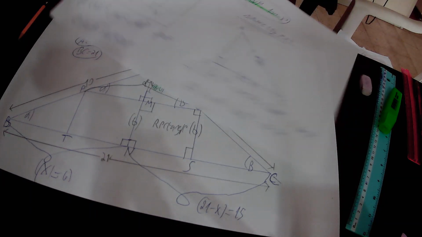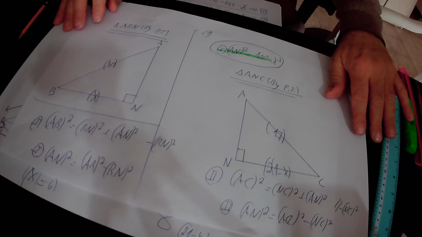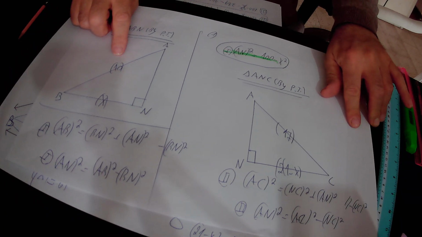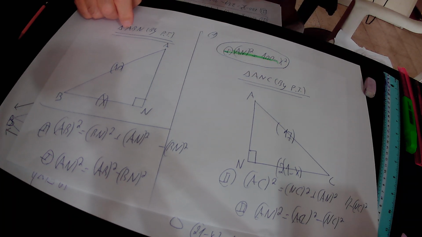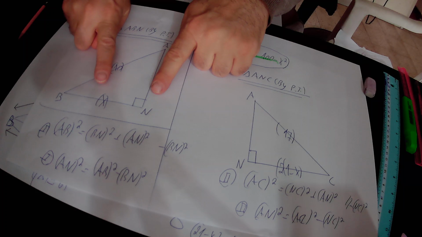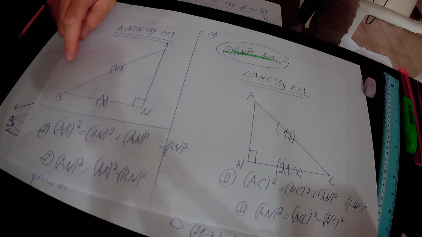This is the right triangle ABN that is copied from the original drawing. It is given in the question that the hypotenuse AB equals 10 units in length. AN is unknown and BN equals X units in length according to our definition. So in this right triangle ABN, according to the Pythagorean theorem, AB squared equals BN squared plus AN squared.